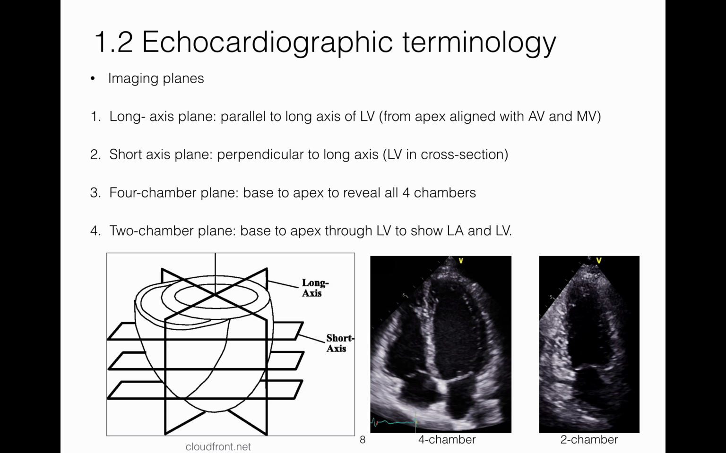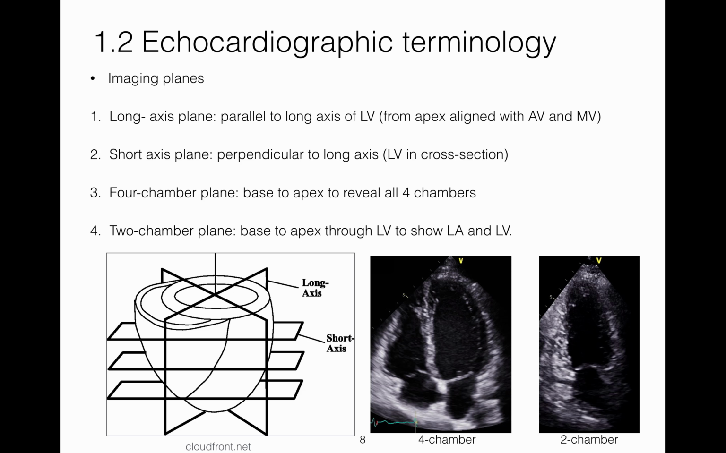The long axis plane is similar to a sagittal plane within the left ventricle. The long axis plane within the left ventricle extends from the apex through the aortic valve. The short axis plane is similar to a transverse or horizontal plane. The short axis is perpendicular to the long axis plane and results in a cross-sectional view.